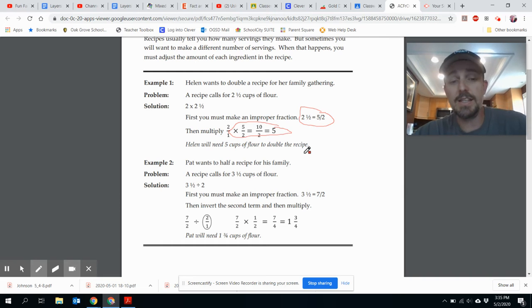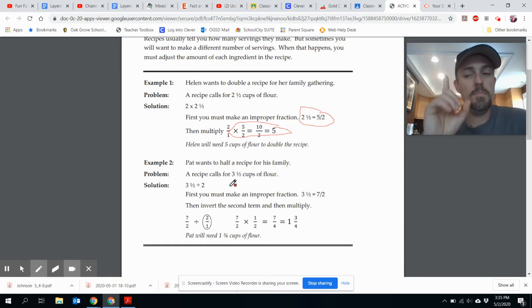Now take a look at example number 2. Pat wants to half a recipe for his family. His recipe calls for 3.5 cups of flour. You're going to do 3.5 divided by 2. But those of you who have taken my class know that a fraction is a division problem. So dividing by 2 is the same thing as multiplying by 1/2.